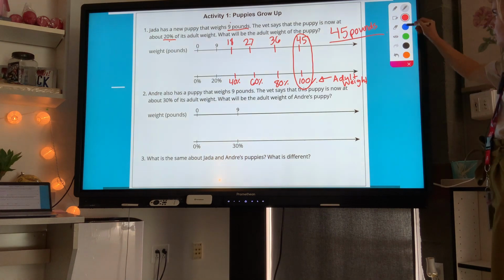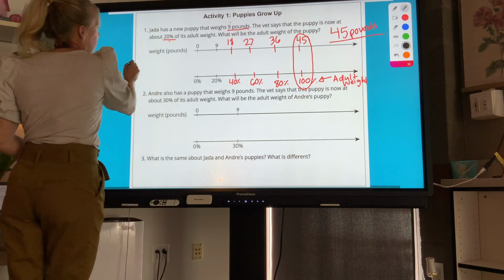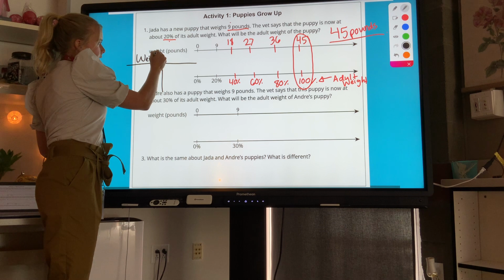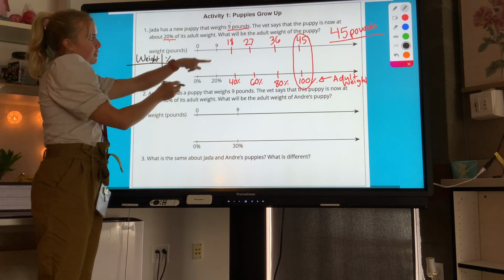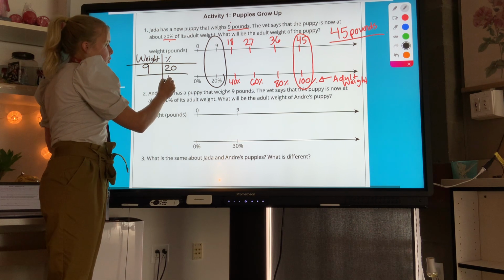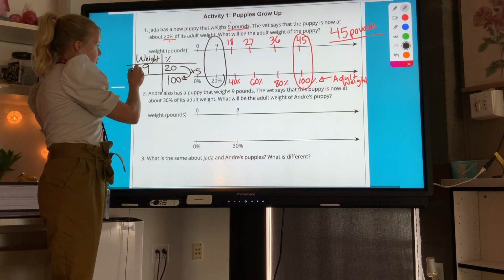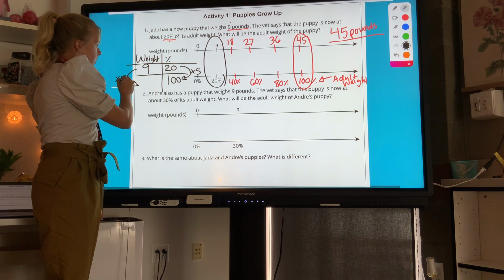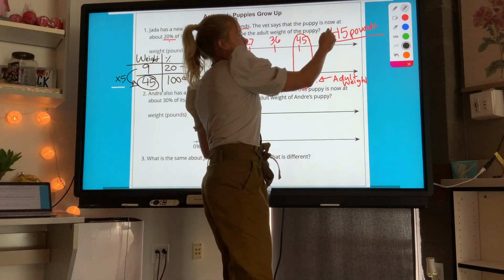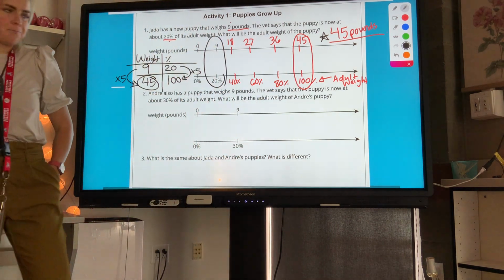Okay, another way we could do it, an additional way that isn't on here but is a good way to remember, is to do a table. So if I did a table and I had weight and I had percent, I can put in my first ratio. 9 pounds is 20%, and I'm trying to get to 100%. So I know 20 times 5 is 100, so then I would multiply 9 times 5, and 9 times 5 is 45. So again, that gives me the same pounds. So I'm going to say that must be the right answer because I did it two ways and I get the same answer.